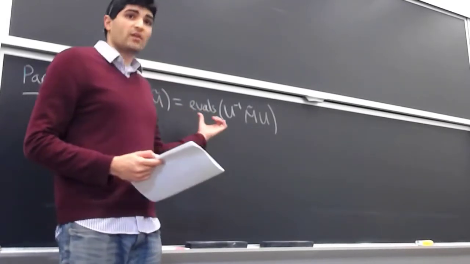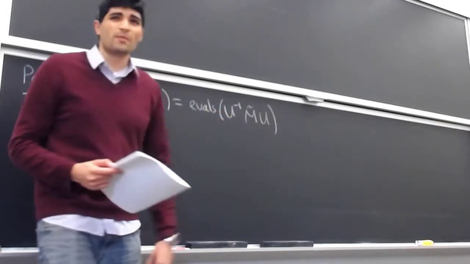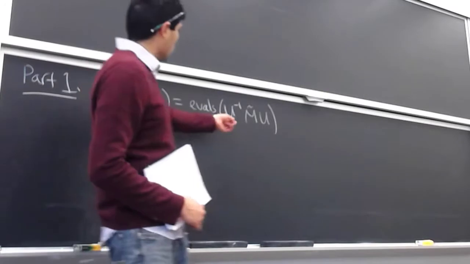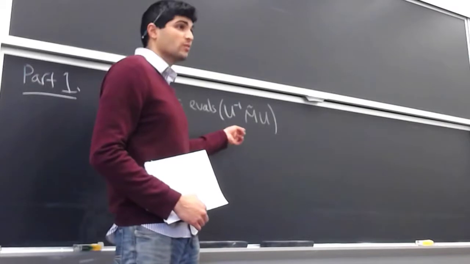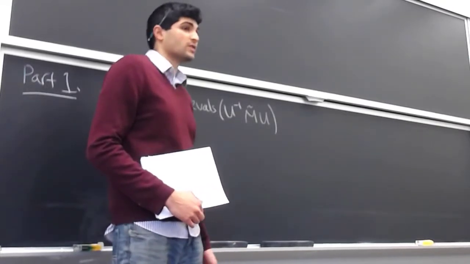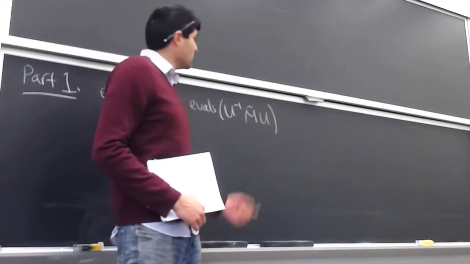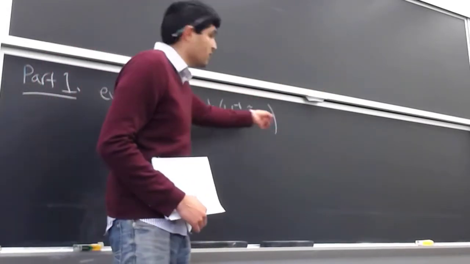What I claim is that this set of eigenvalues is the same. Can anyone tell me why? U inverse U transpose is identity. Even if they're not orthonormal, that's a good test case. If U is an orthonormal matrix, then it would definitely be true. But in general, it's true too, because these are similar matrices. That's just an invariance property of eigenvalues, that they're the same under conjugating by U inverse and U.